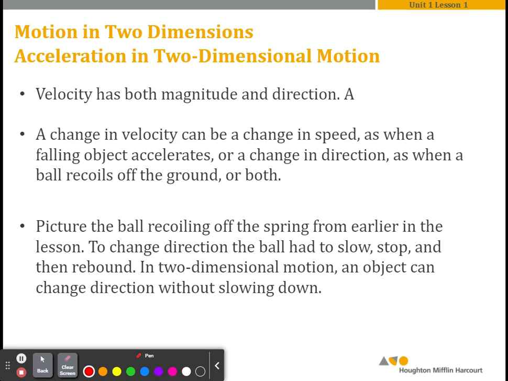We also saw in the last lesson an example of a ball rolling, hitting a spring, and then bouncing back. In order for it to bounce back, it had to slow down, stop for a moment in time, and then accelerate back in the other direction. The reason that it had to slow down and stop and then come back in the other direction is because we were focusing on one-dimensional motion. In two-dimensional motion, an object can change direction without slowing down.